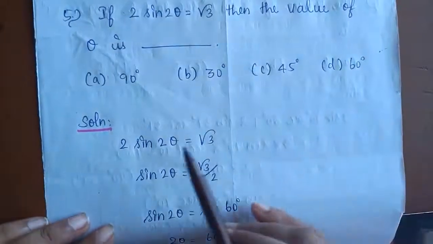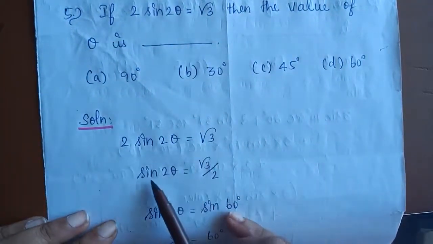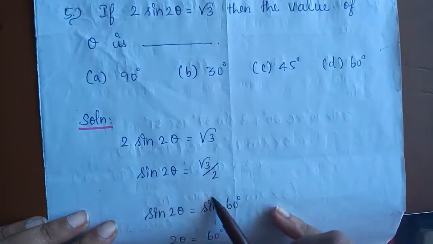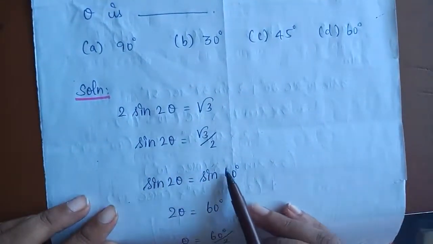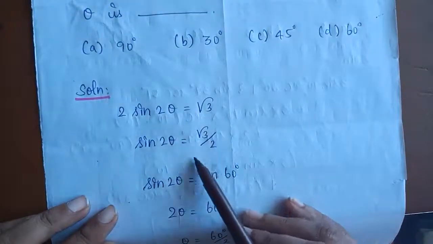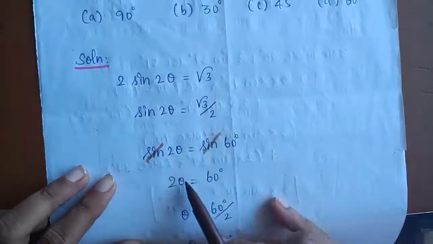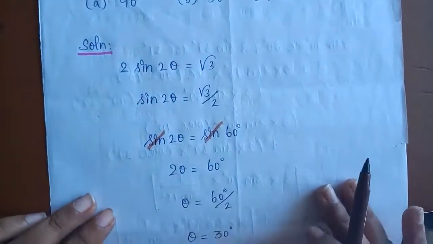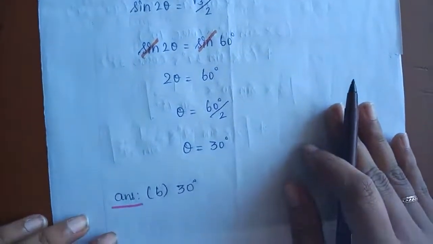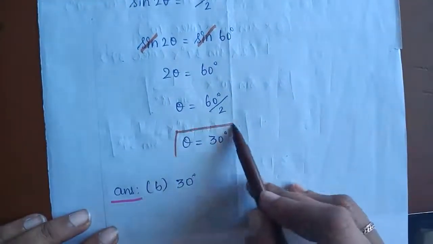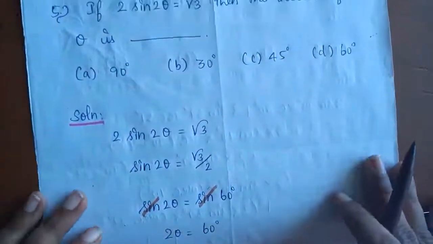So solution, 2 sin 2 theta is equal to root 3 is given in the question. So sin 2 theta is equal to root 3 by 2. So sin 2 theta is equal to sin 60 degree, as the sin 60 degree value is root 3 by 2. So we are taking 2 theta is equal to 60 degrees. So theta is equal to 60 degree by 2. The value of theta is 30 degree. So the correct option is option B, 30 degree.